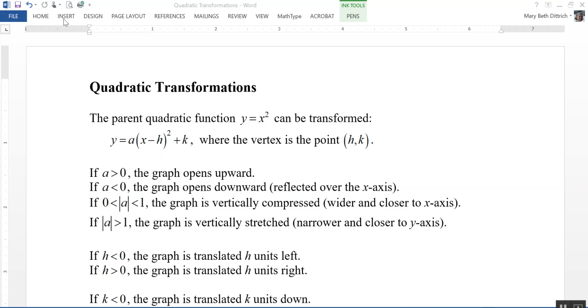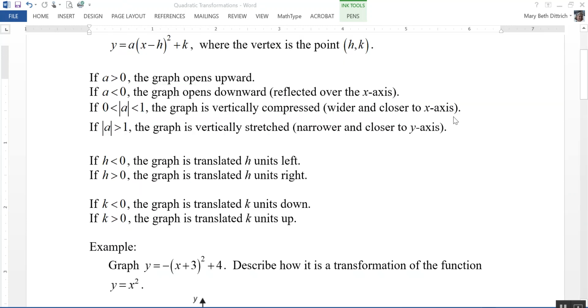If h is less than 0, then the graph is translated h units to the left. If h is greater than 0, the graph is translated h units to the right. If k is less than 0, then the graph is translated k units down, and if k is greater than 0, the graph is translated k units up. So h and k determine how much up or down, left or right, the parent function is transformed.